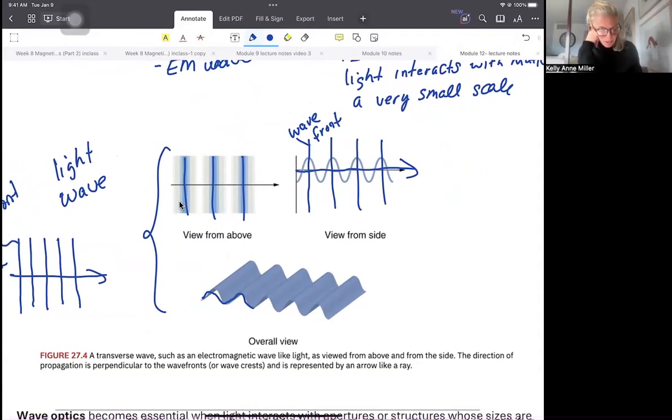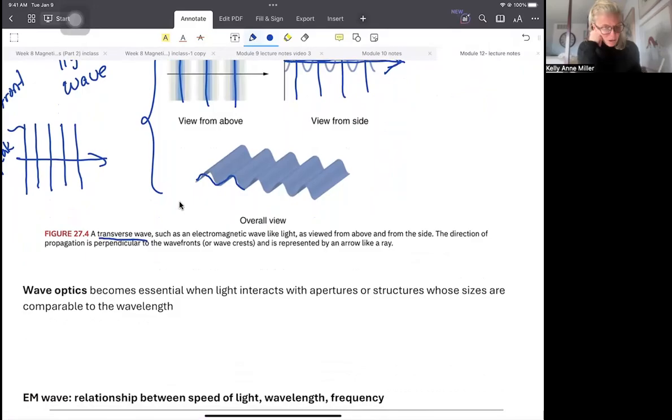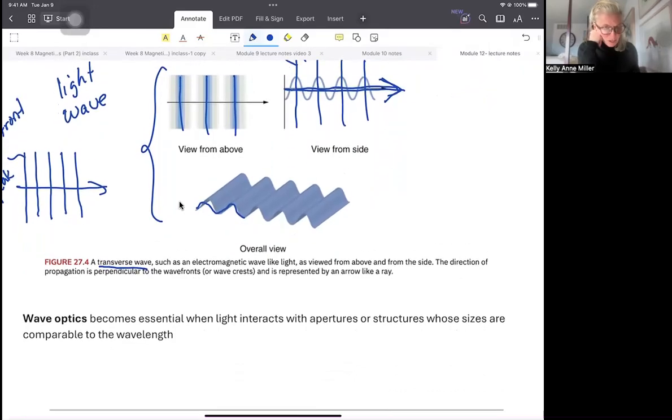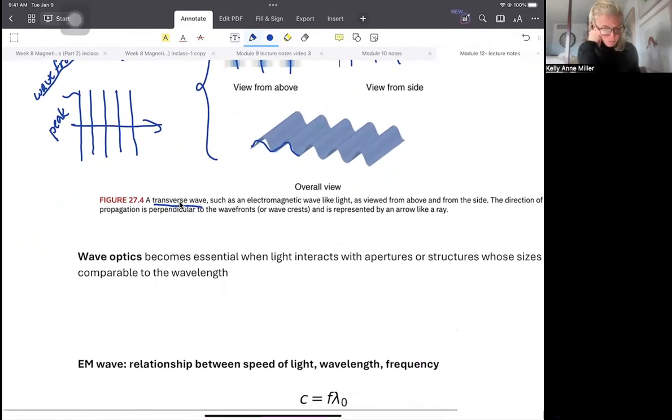Light is referred to as a transverse wave, which means that its oscillations, up and down, are perpendicular to its direction of travel. So it's moving this way, in this transverse direction. I think that's important to know because this idea of a wave front comes up when we talk about Huygens' principle.